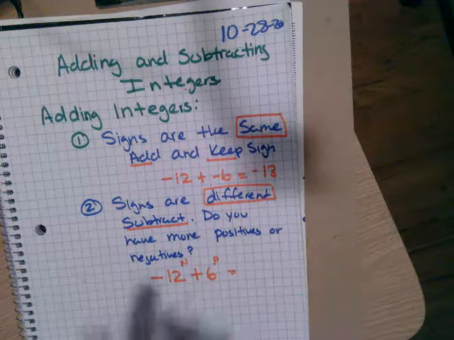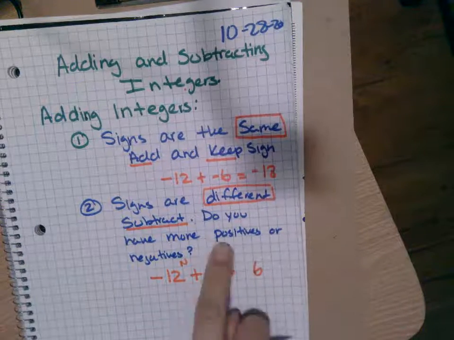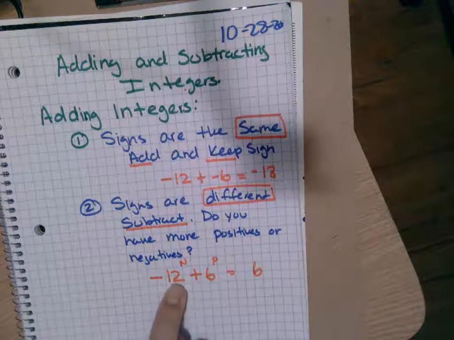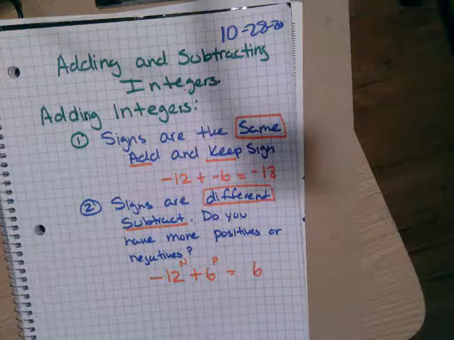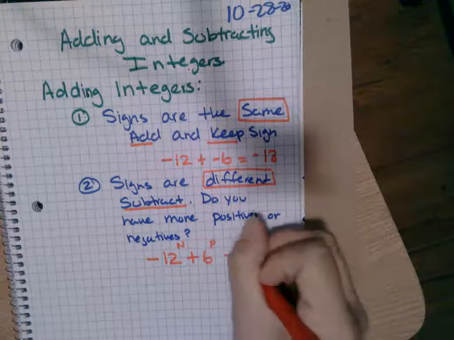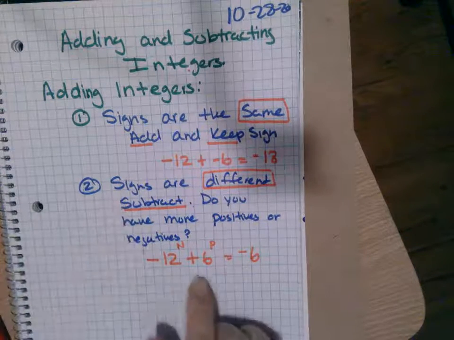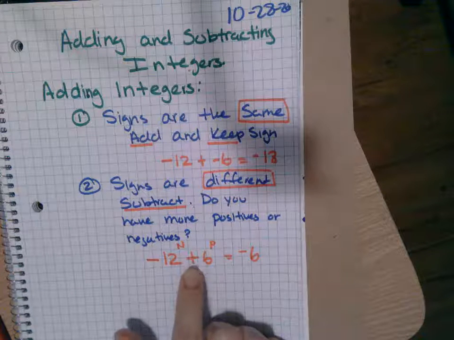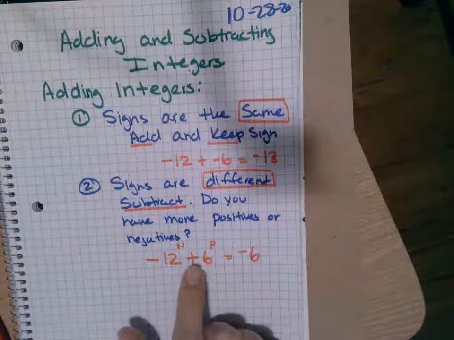So when they're different, you're going to subtract. You get 6. Now, do you have more positives or negatives? I have 12 negatives, and I have 6 positives. So what do I have more of? Negative. So your answer is negative. Okay. So I subtracted, but did I change the symbol, the operation, to subtraction? Did I rewrite this to subtraction?